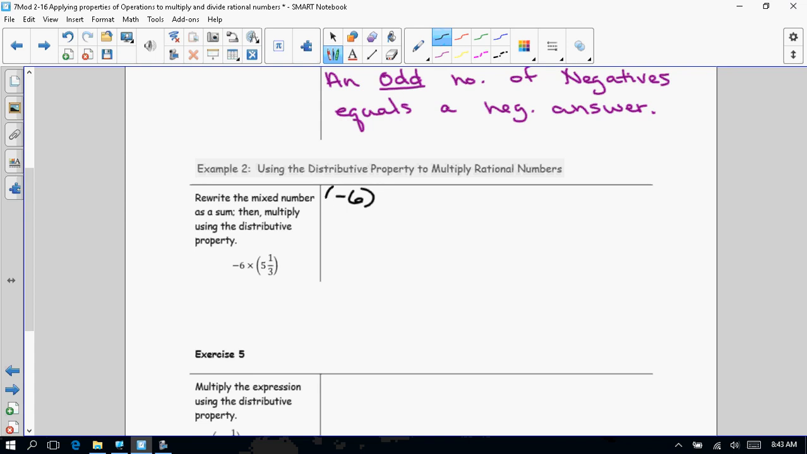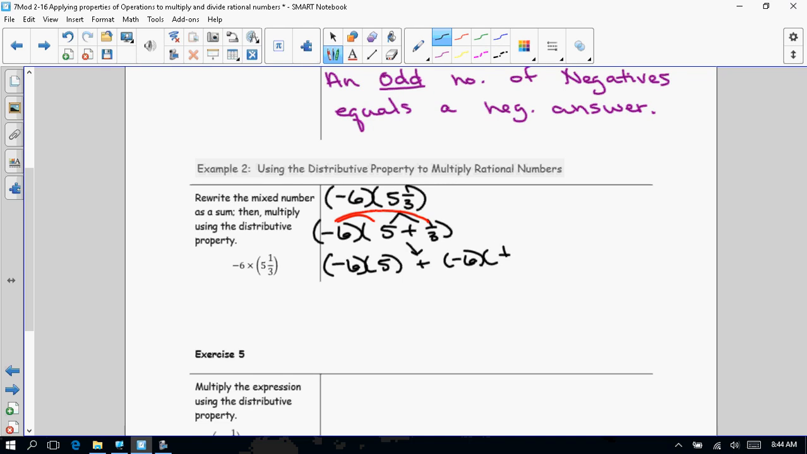We have -6 times 5 1/3. That's my original problem. Now remember, we talked about splitting these rational numbers up. -6, and this becomes 5 plus 1/3, right? I can do that. That's totally legal. Now the distributive property says everything inside that parenthesis is going to get multiplied by -6. Everything inside gets multiplied by -6. So in other words, -6 times 5 plus, because there's the plus sign, the -6 times the 1/3.